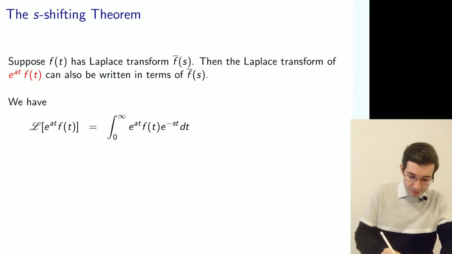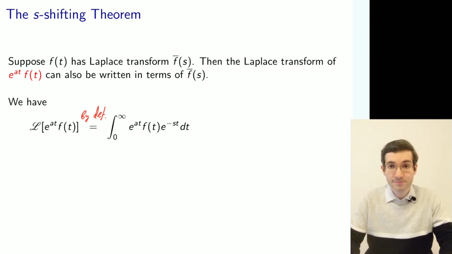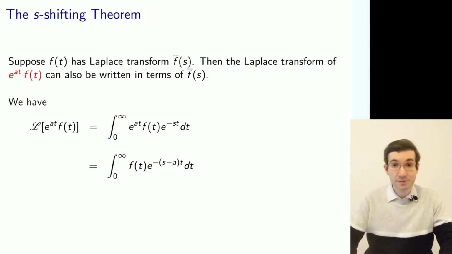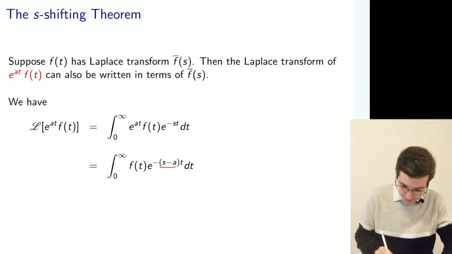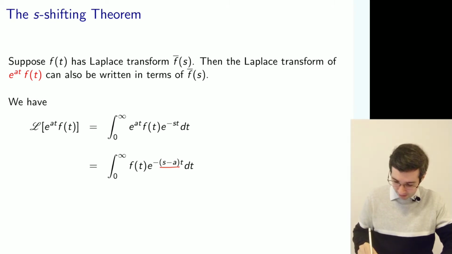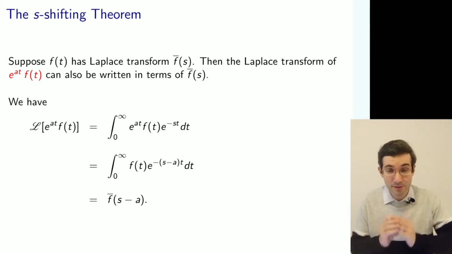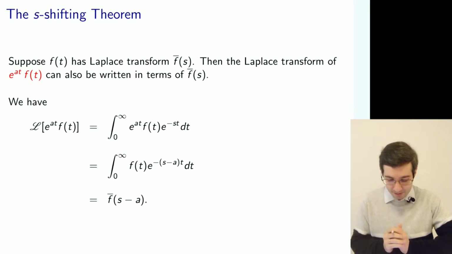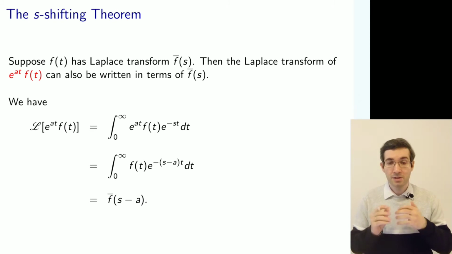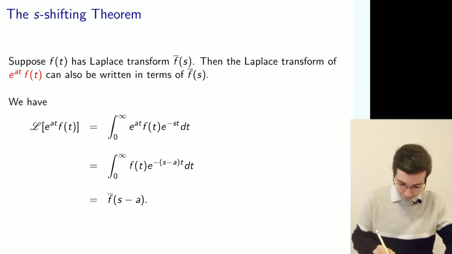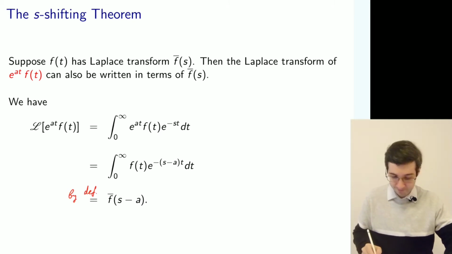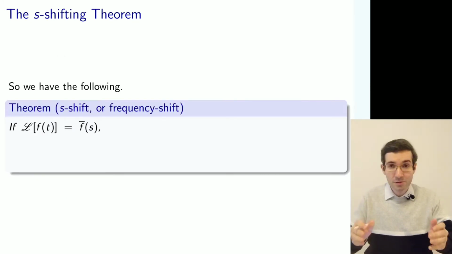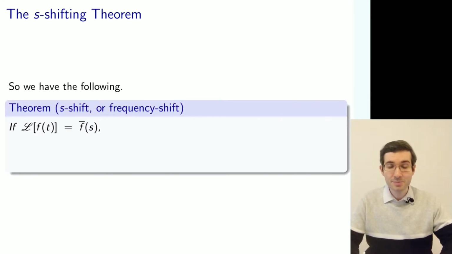And again, let's use the definition. By definition, it's an integral, and we're going to simplify this integral by combining these two exponentials into one, and you have this joint power, and if you look closely at this integral, you'll realize that that's just a Laplace transform, but of a function with a shifted argument. So it's again just by definition. And that was all we needed to state this property, this theorem.